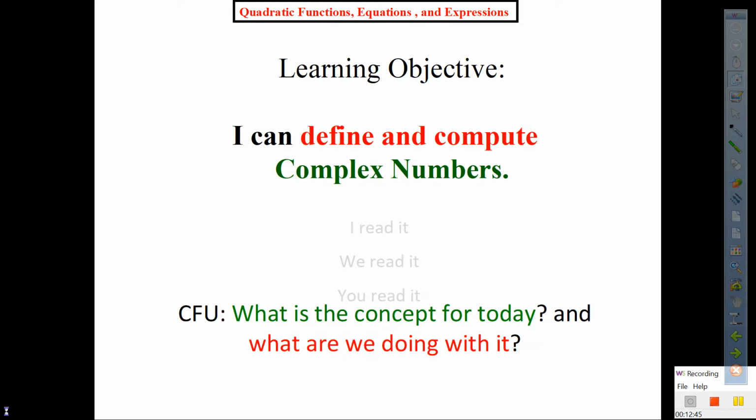What's our concept for today? Complex numbers, very good. Good participation from everyone. Appreciate it.